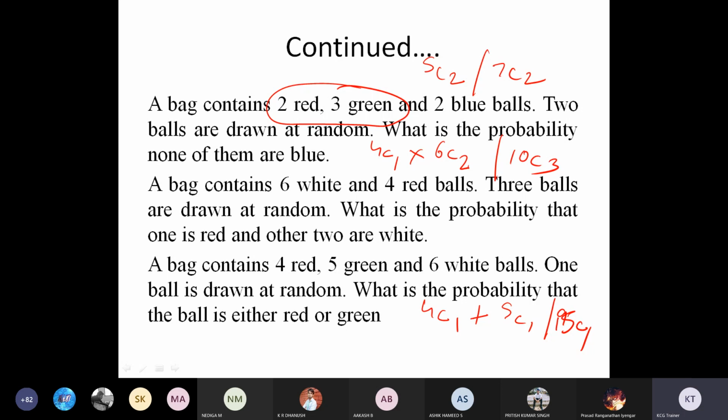Balls concept clear, guys? Exactly the same thing what we did previously in PNC. Only there are a few changes, like the total possibilities should be considered in probability.